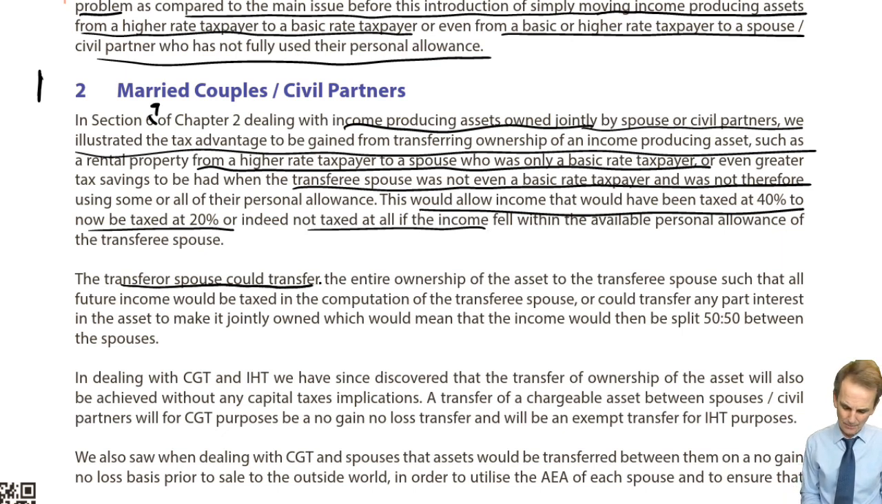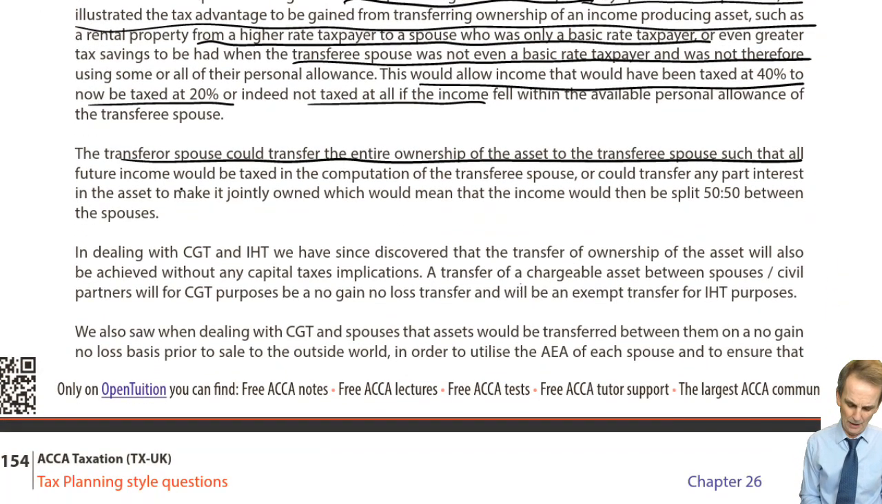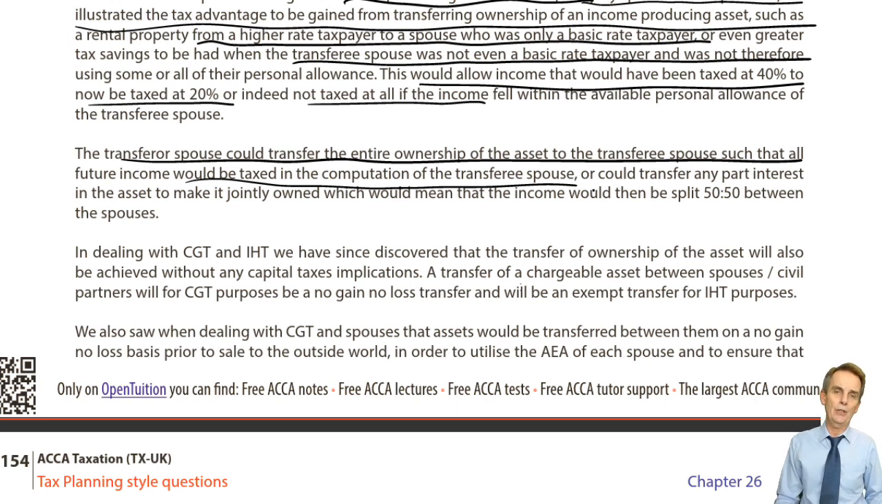The transferor spouse could transfer the entire ownership of the asset to the transferee spouse, such that all future income would be taxed in the computation of the transferee spouse. And in most circumstances, the ones that we've seen anyway, that would achieve the highest taxation advantage, moving from 40% to 20% or 40% to 0%. But possibly there is a degree of reluctance on the part of the current owner of that income-producing asset, as it may be of very significant value, such as a property from which the rental income derives, to actually lose the entire ownership. So what we might do is to put it into joint ownership.